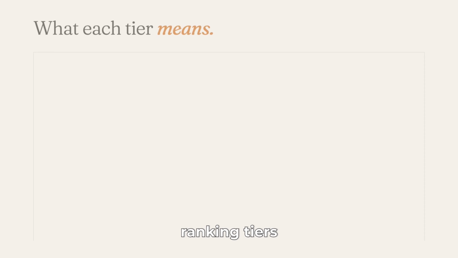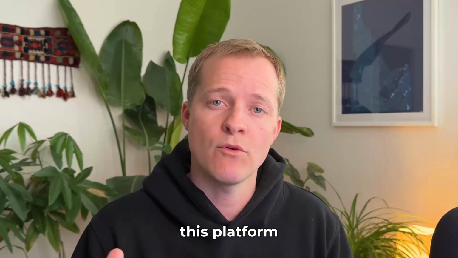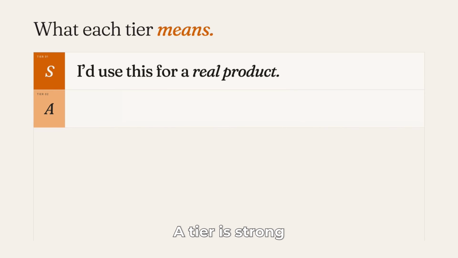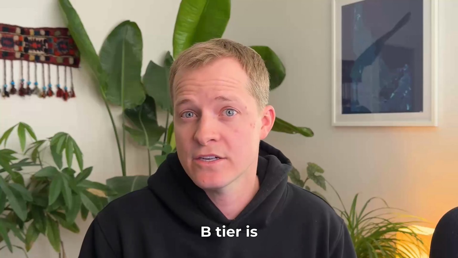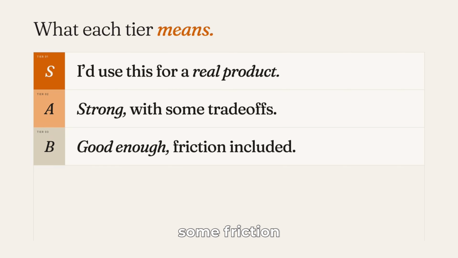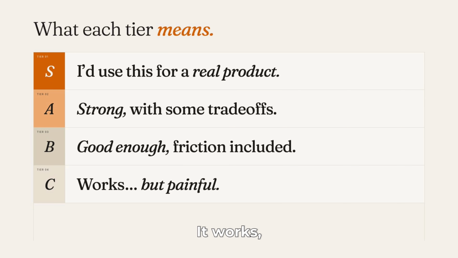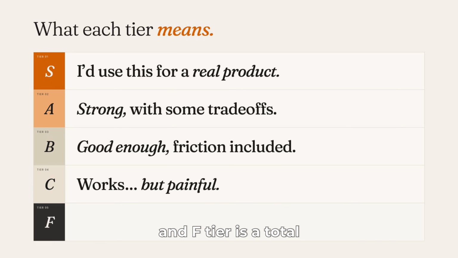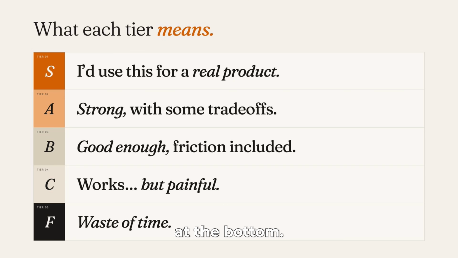For the ranking tiers, S tier, I would use this platform to ship an actual product. A tier is strong with some trade-offs. B tier is good enough, but there's some friction. C tier, it works, but it's a little bit painful. And F tier is a total waste of time. Let's start at the bottom, get that out of the way.